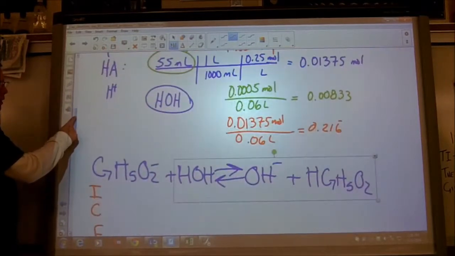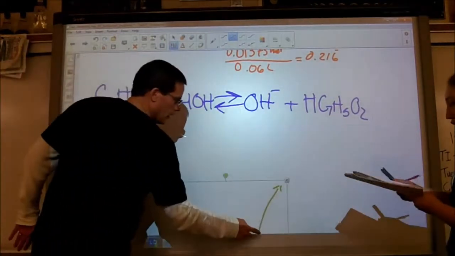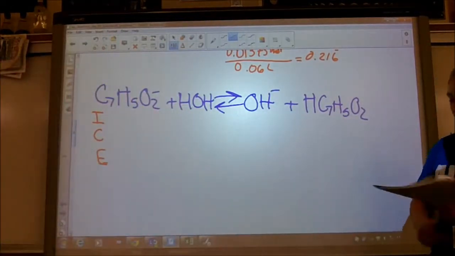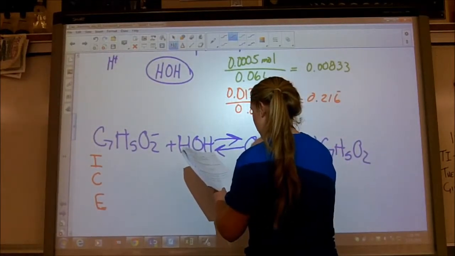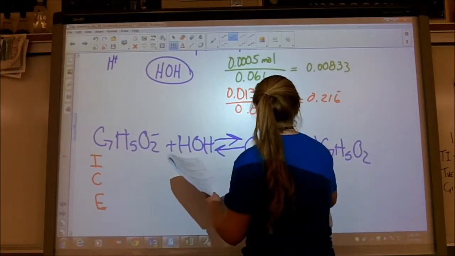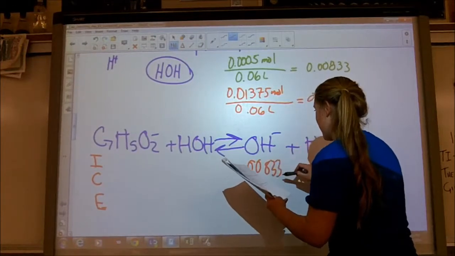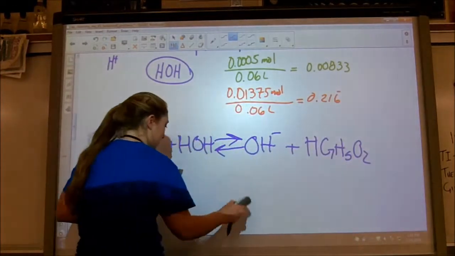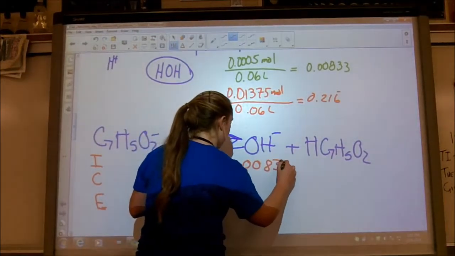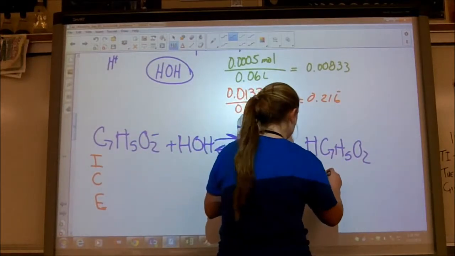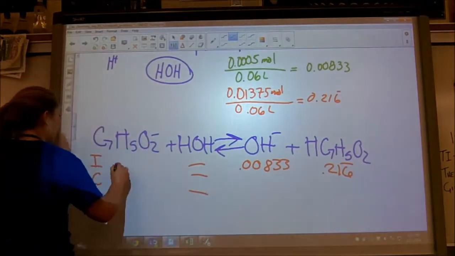But could we put the 3 point? I wouldn't, unless you want to use the quadratic equation. Wait, I just realized something. The two concentrations that we just figured out, would that go right here and here? So this would be 0.00833. Oh, that's really bad handwriting. And then this would be 0.216.